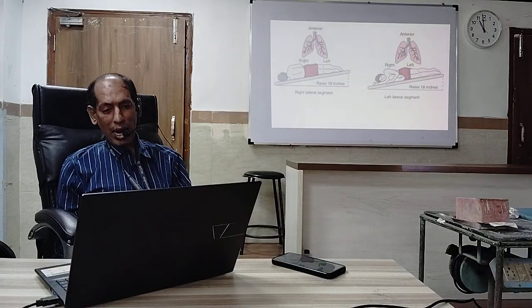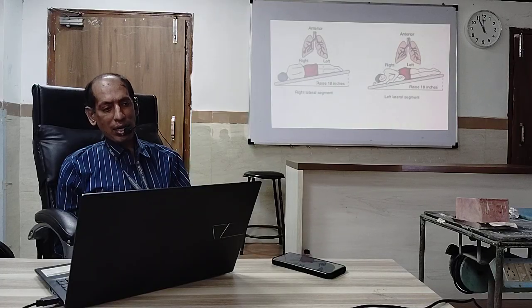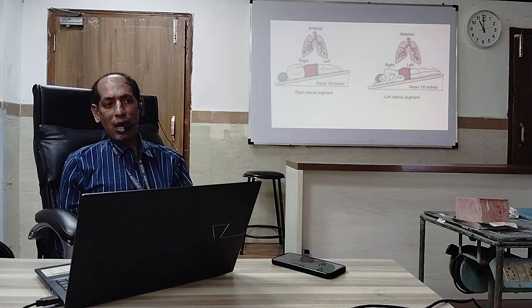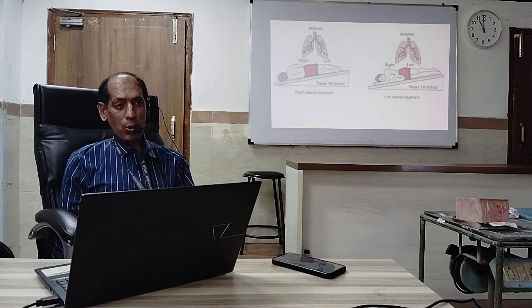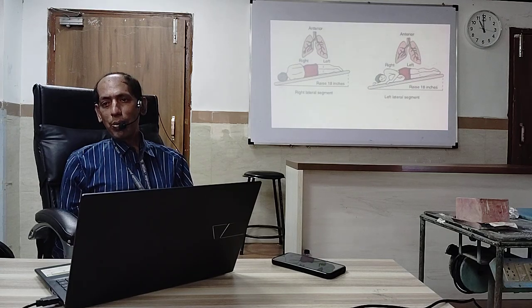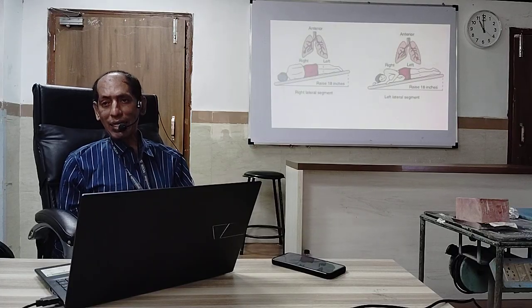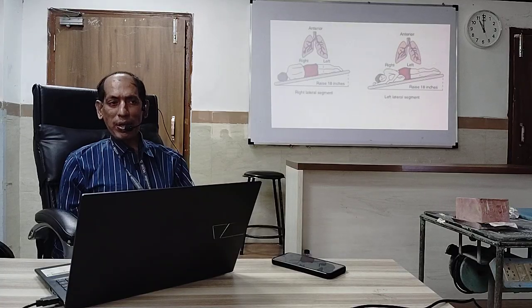Now, right lateral and left lateral segments of the lower lobe. 18 inches is common for the lower lobe. Right lateral, you lie on the left side. Left lateral, you lie on the right side. Half prone. So we have seen quarter prone, half prone, three-quarter prone, and full prone also. This is half prone. Whatever drains the right lateral segment, the same position also drains the left medial segment of the lower lobe.